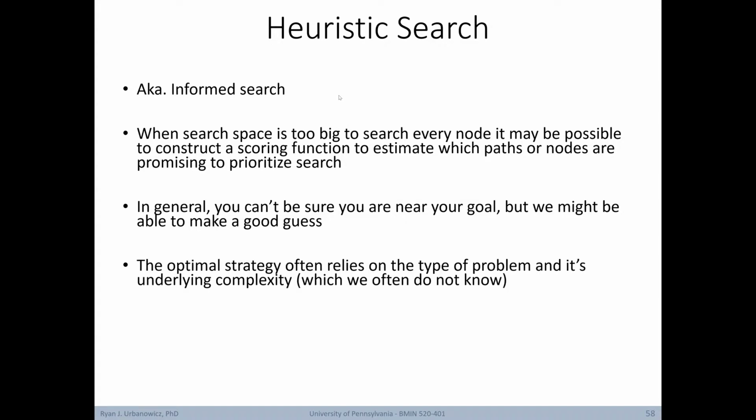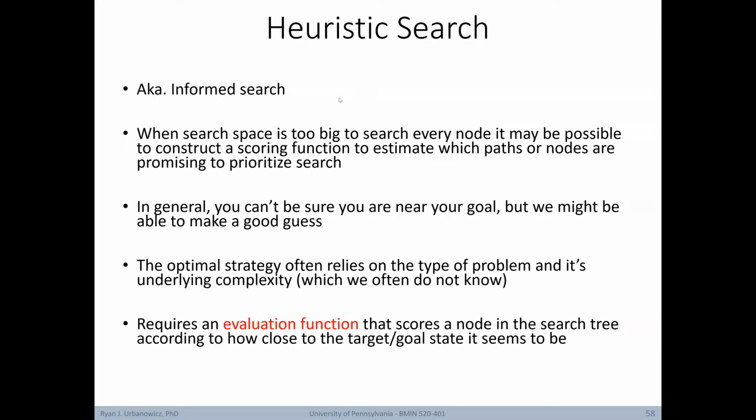The optimal heuristic search strategy often relies on the type of problem and its underlying complexity, which we often don't know ahead of time. Heuristic search requires an evaluation function that scores a node in the search tree according to how close to the target or goal state it seems to be.